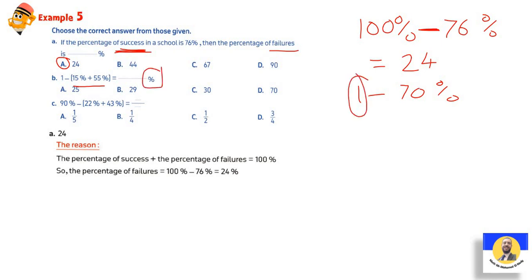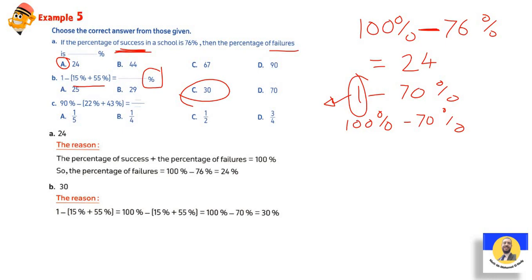How can we change this 1 into percent? Don't forget, to change a number into a percent, from a fraction or a decimal, multiply by 100. So 1 will be 100% minus 70%, that will be 30%.